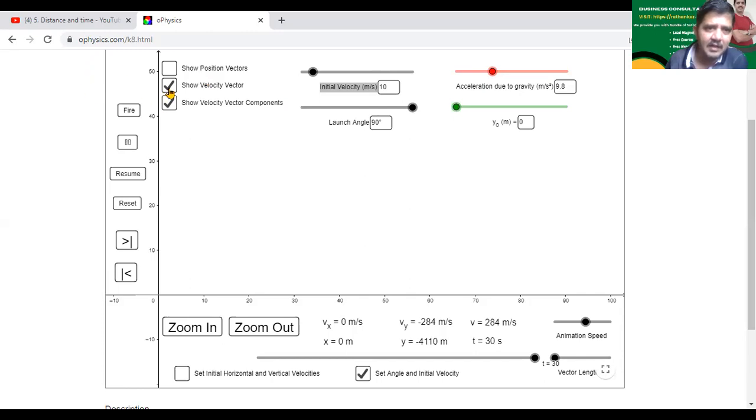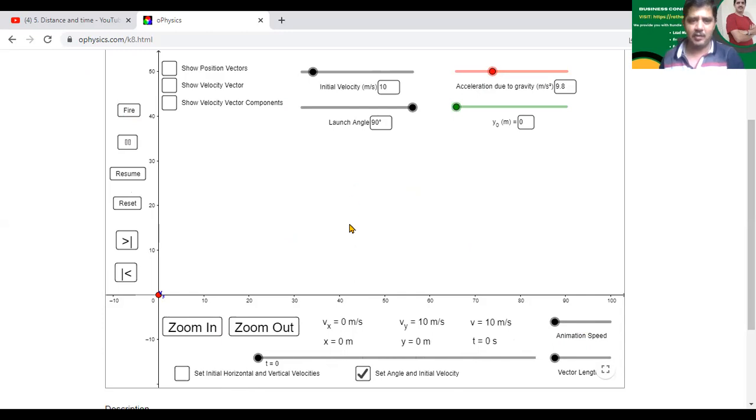Now I will remove this show velocity vector, velocity components. I'll remove all this. Okay, let me fire it once again and see whether I get it correctly. Yes, I get it. Reduce the animation speed to 0. Right? We have done everything. Then now we have put it across correctly, all these values. What's the next step? Reset this and we have to start.